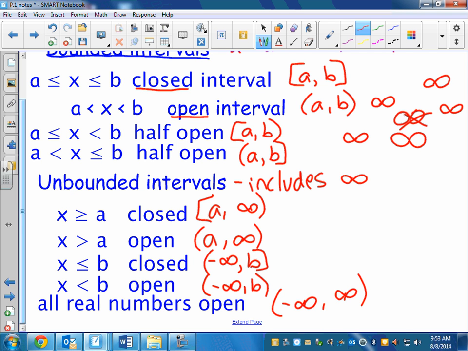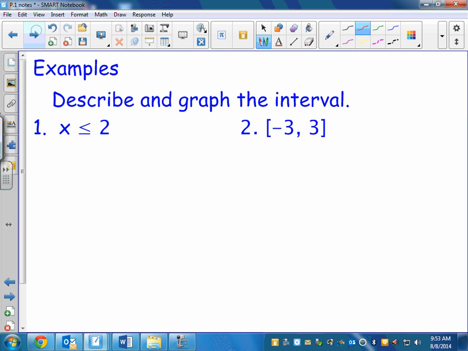Time to be out of here, 10:06. So we'll just do one of each one of these.